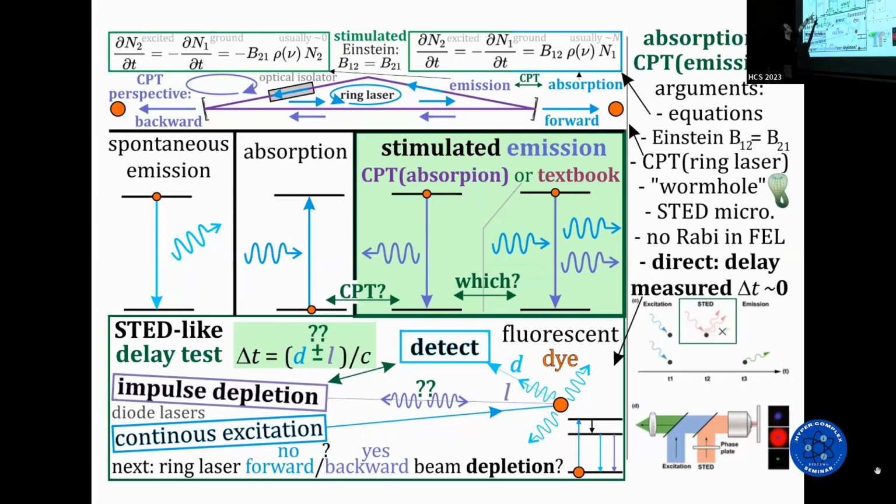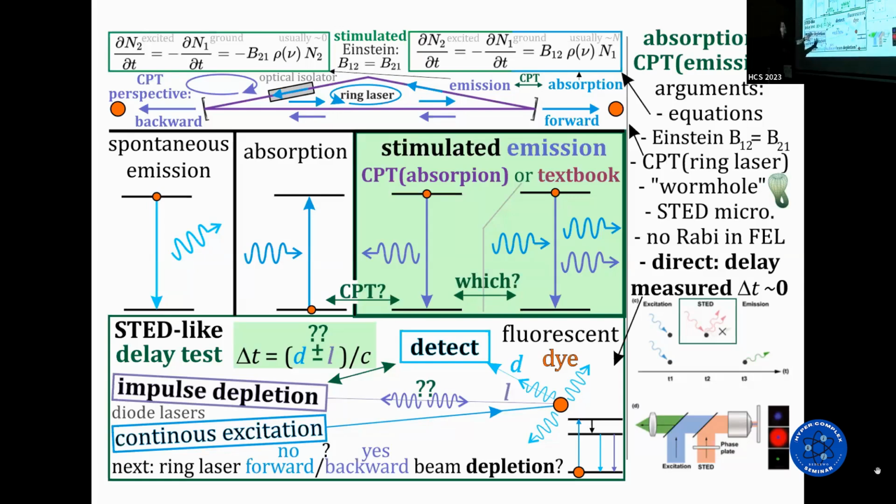We have absorption, but from the CPT perspective, this absorption becomes the reverse, so the photons should go in the opposite direction. In contrast, in the textbook, we get this picture that a photon knocks out the energy of a single photon. So the question is, which one is true? I have mentioned a few arguments that I think this one is true, not the textbook one.